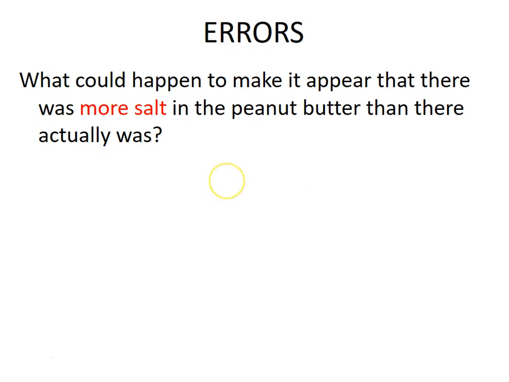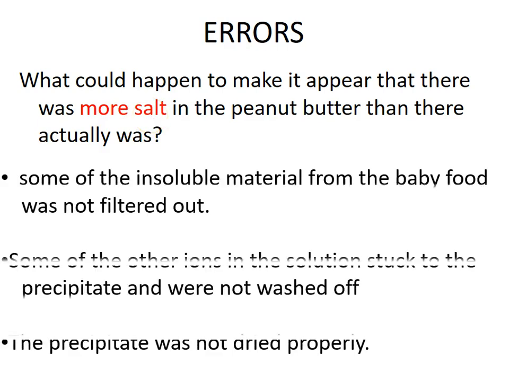All right, so there were three things that made the weight go up that we've gone through. Made it appear that there was more salt than there actually was, three errors. If we didn't filter it properly, then there could be peanuts in the silver chloride precipitate. Some of the other ions, if we didn't wash it off properly, could still be stuck there and would make it heavier. And if we didn't dry it properly.